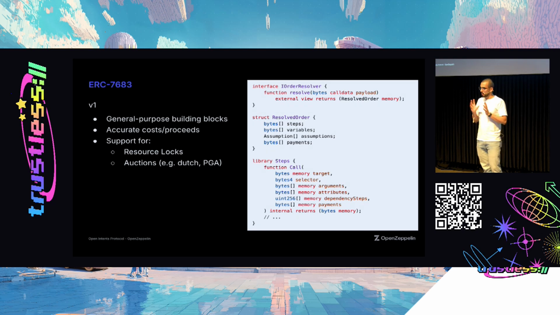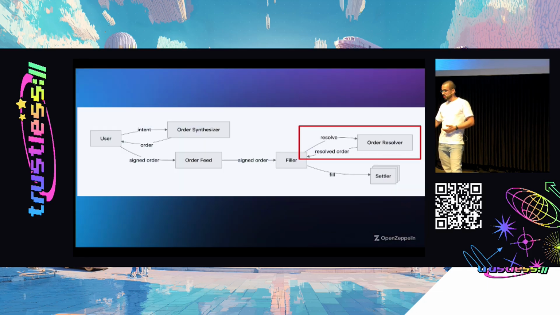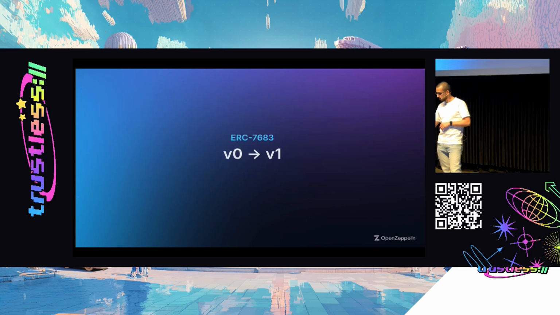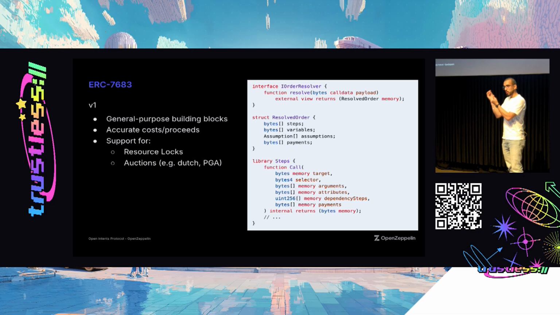So this is a periphery contract again that would be used by the filler in this step that we showed before, right? So the resolver here is a contract on-chain. It takes the protocol-specific order and translates it into this format. Like I said, the first thing that's very important is, okay, what are the steps that the filler has to follow?